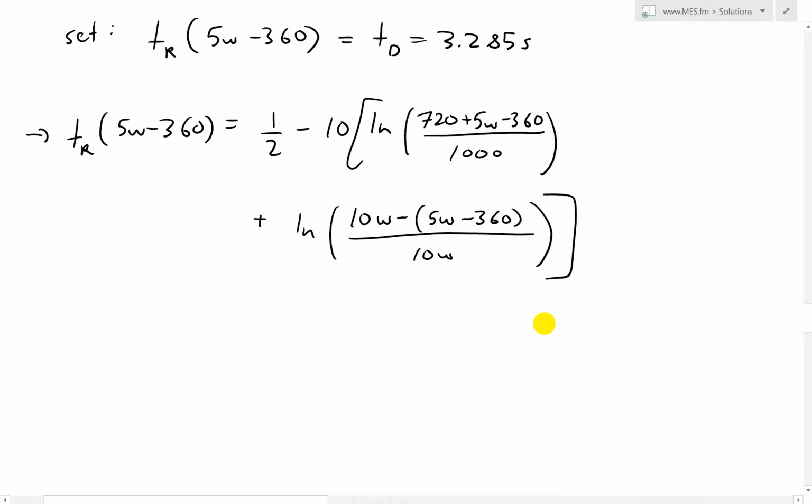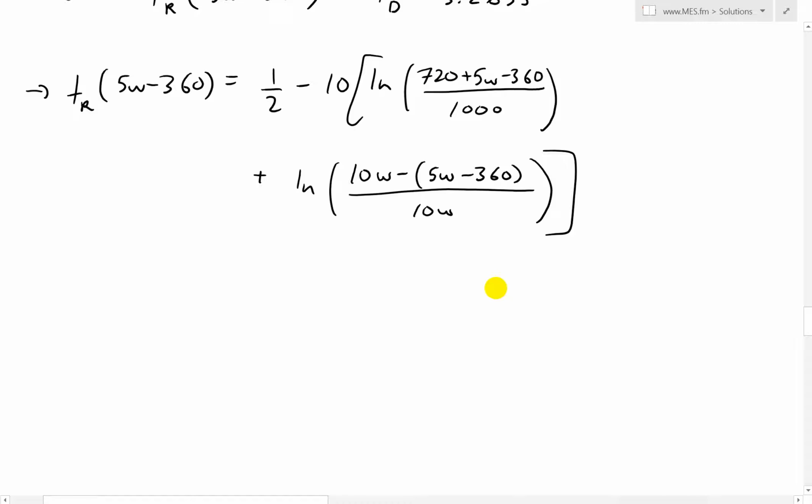Now we could simplify this further by noting that 360 is just half of 720. So this would be equal to 1/2 minus 10, and then ln of 5W plus 360, since 720 minus 360 is just 360.